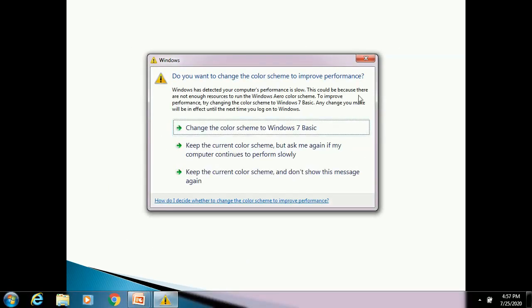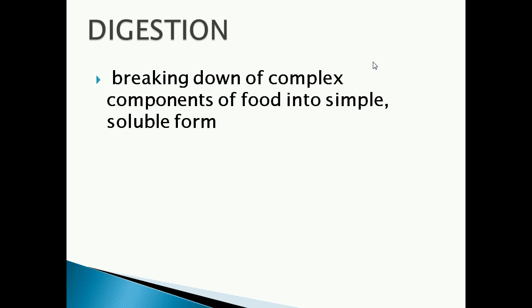So the next process in holozoic nutrition is digestion. What is meant by digestion? Digestion is the process of breaking down complex components of food into simpler substances. So the digestion process will make the food into a simpler substance. The complex form of food is turned into a simpler substance by the digestion process.